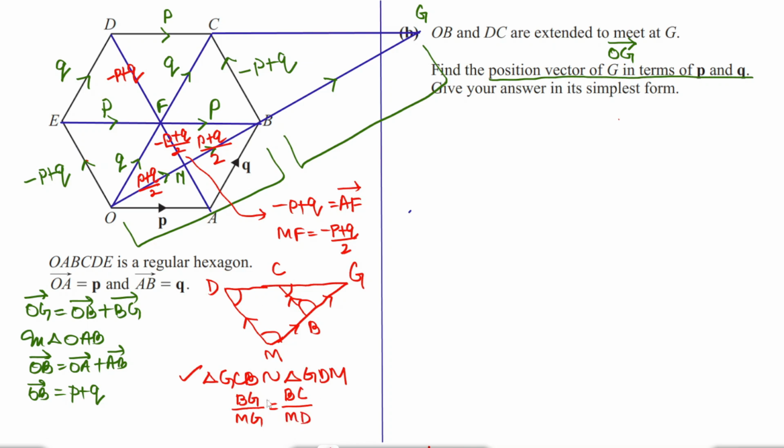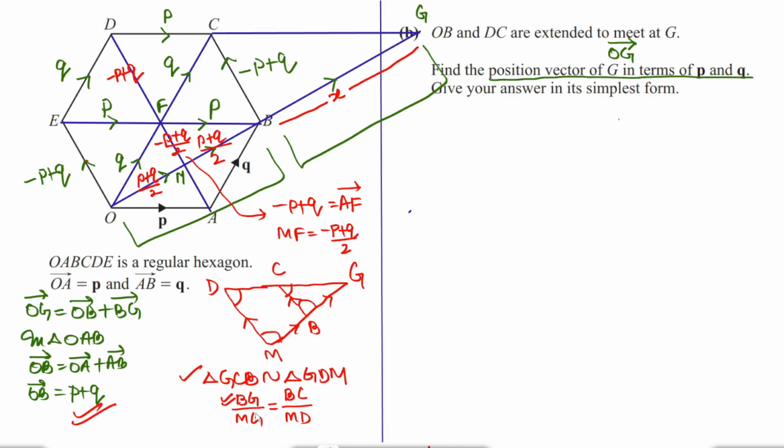So what exactly are we looking for here? We are looking for BG, because we are exactly looking for the OG vector, in which we have already found OB. What we are left with is BG now. Let us take BG as X.